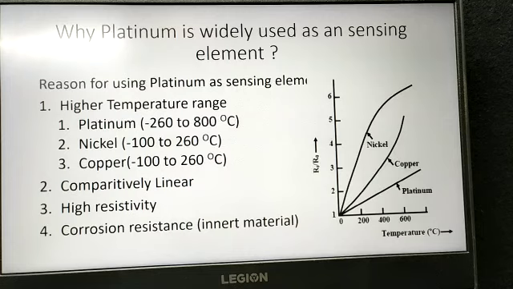The second point is comparatively linear. I'm not saying linear, I'm saying comparatively linear. What do you mean by comparatively linear? Platinum, nickel and copper, all three are non-linear. I'm saying platinum is comparatively linear. Platinum has a quadratic equation, which we will see in the later slides, whereas nickel and copper have non-linear behavior, which means higher order polynomials also exist.